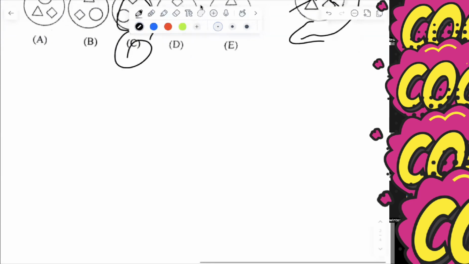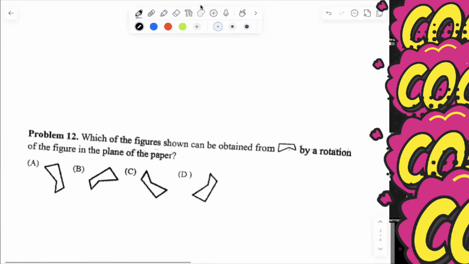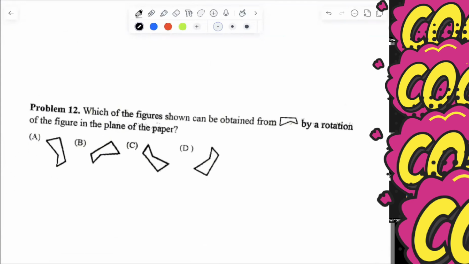Alright, let's move on to problem 12. Let's try this question and tell me your answers in the chat. It's pretty simple.